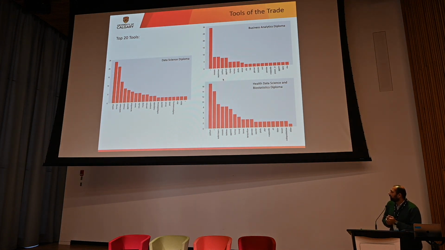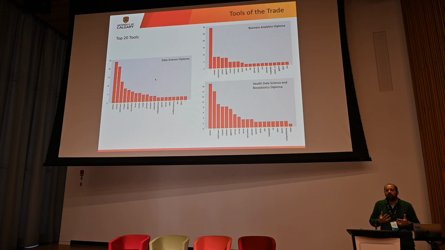This might be a little more interesting to folks in the data science space: what kinds of tools we're using. This chart highlights some differences between the specializations. On the left, you see the core data science specialization, and on the right, we have the domain specializations, business analytics, and health data science and biostatistics.